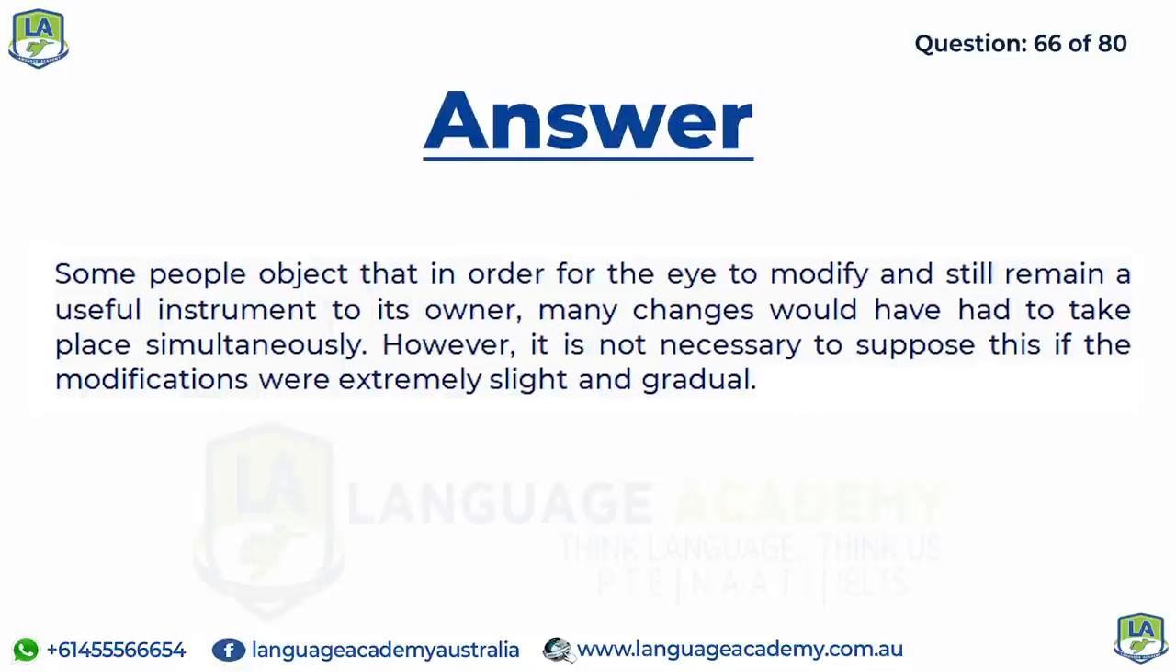Some people object that in order for the eye to modify and still remain a useful instrument to its owner, many changes would have had to take place simultaneously. However, it is not necessary to suppose this if the modifications were extremely slight and gradual.